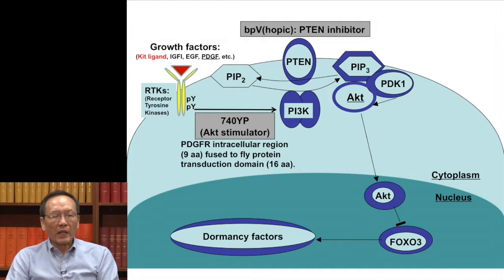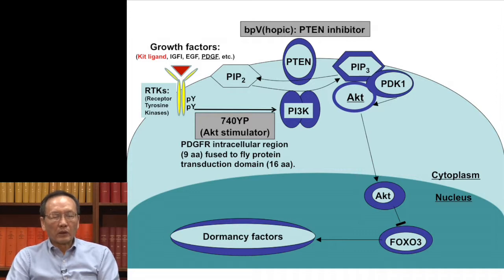Then we fuse this 9 amino acid to a fly protein to allow it to go inside the cell. So we are using a 25 amino acid peptide that will do the same thing as you activate the receptor.